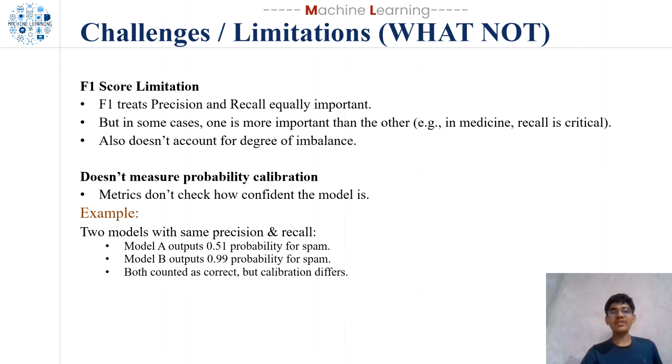Now, the F1 score treats precision and recall as equally important, but in some cases one may be more important. In some cases precision is more important, and in some cases recall is more important. Like in medicine, recall can be more critical. Also, the metrics don't check the confidence of the model. Like in this example, model B is more confident than model A, but the metrics for both models are the same.